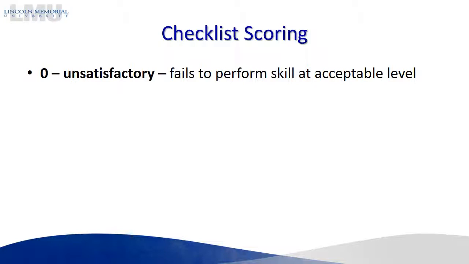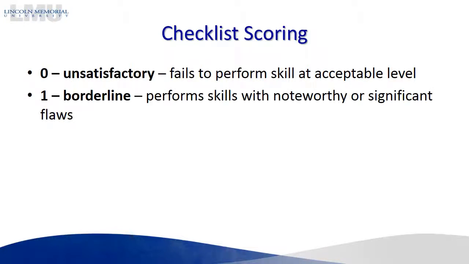When we work through the checklist scoring for our students, we're going to be using a 4-point scale. It's actually a 0 to 3 scale, and the first one is a 0, and that's basically an unsatisfactory performance. That's simply a student who fails to perform the skill at an acceptable level. And that raises the question, well, what is an acceptable level? Hopefully that'll become more apparent as we go through the rest of the scale.